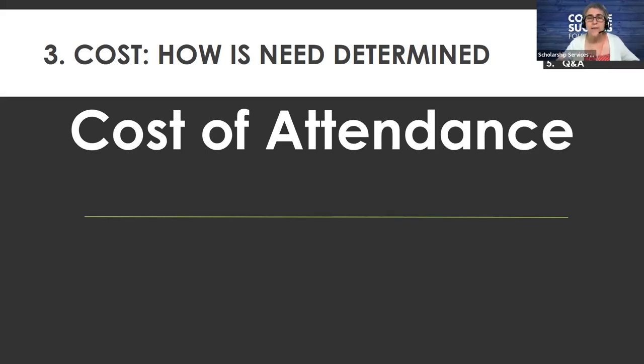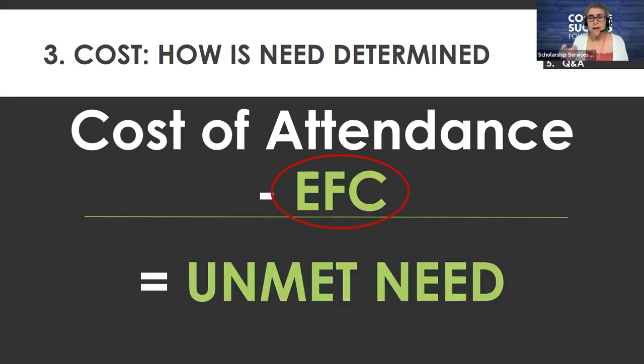To that, they subtract the expected family contribution, or EFC, right? And so the difference is what it's normally called unmet need, right? And that unmet need is what the financial aid office tries to cover or fulfill with the different types of financial aid we covered earlier: grants, scholarships, work study, and loans.